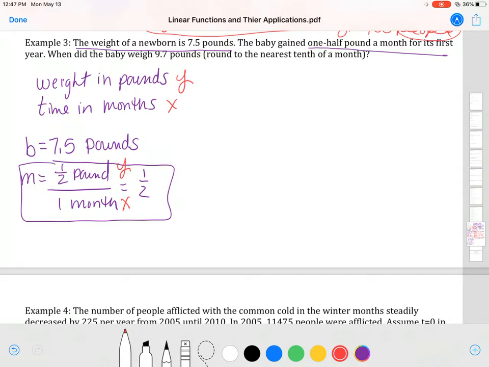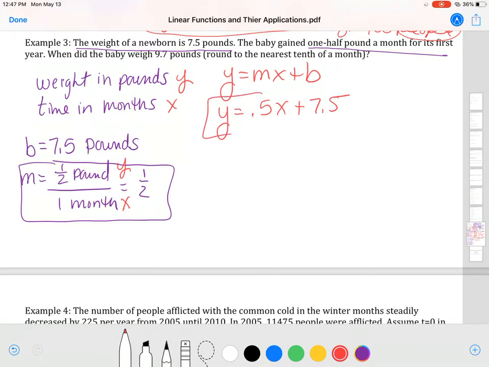So I have my m and I have my b, so I can just use the mx plus b form of a line and plug right in and have my equation right away. So I have y is equal to a half. I'll leave it as 0.5 since the other values are in decimal form. I have 0.5x plus 7.5.